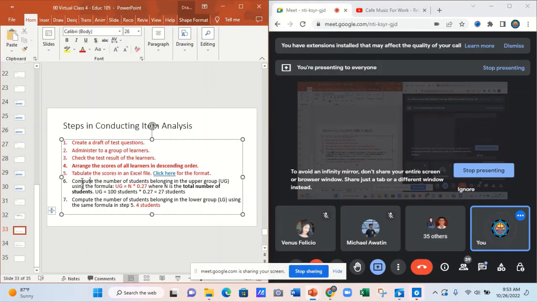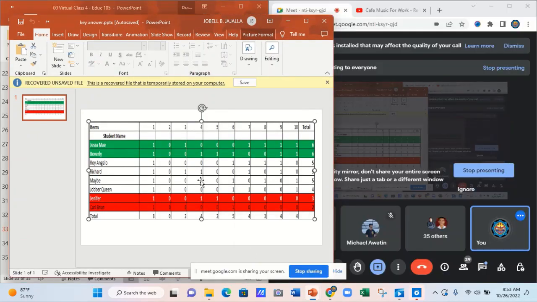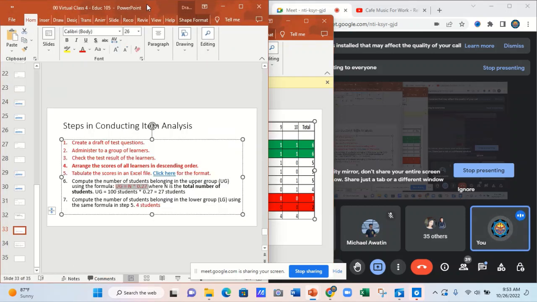Now, after tabulating the scores, you compute now the number of students belonging in the upper group using the formula: upper group is equals to n times 0.27. Memorize ni na formula kay constant ni siya. Now, pila man kabuok ang students diri sa table? Okay, so there are 8 students. Now, 8 times 0.27, pila kabuok ang upper group ato?